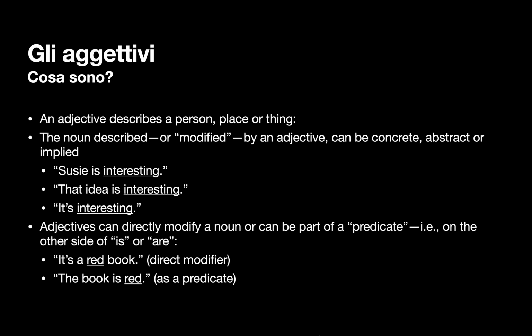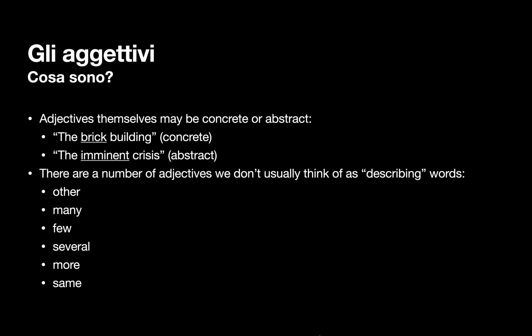All of these also exist in Italian, and we're going to talk in this chapter a little bit more about how you use them. Another thing about adjectives is that they can either directly modify a noun, like it's a red book, or it can be part of a predicate, meaning that it comes after is or are, as in the book is red. In some languages, there are grammatical differences in adjectives that directly modify a noun or those that are part of a predicate, but in Italian, good news, they're treated the same. So that's just a point of interest, I guess.